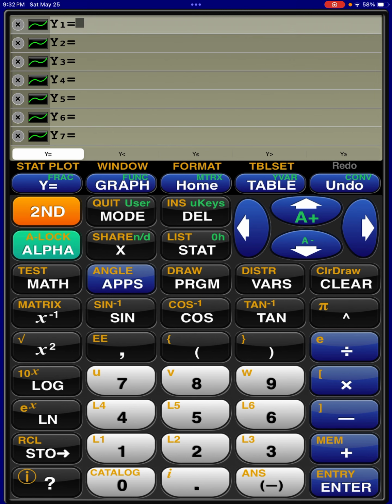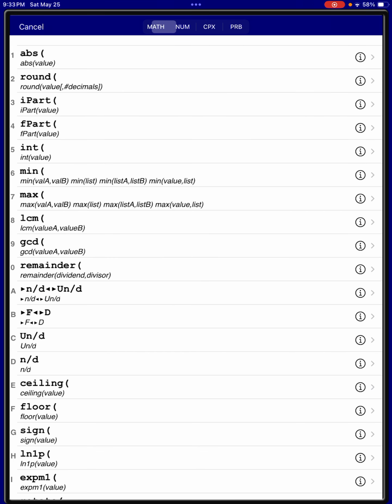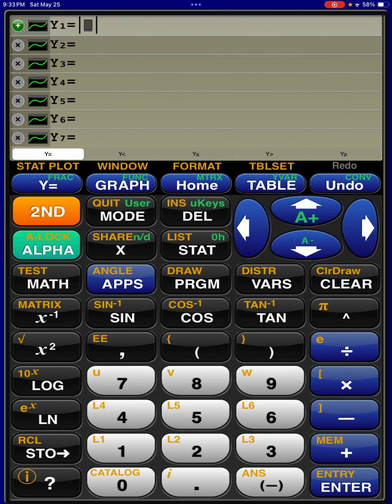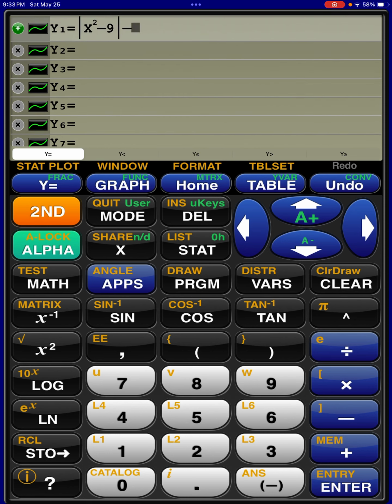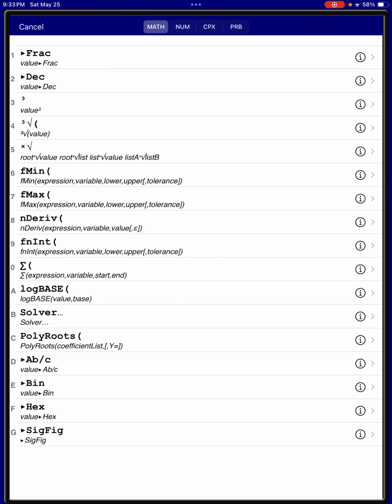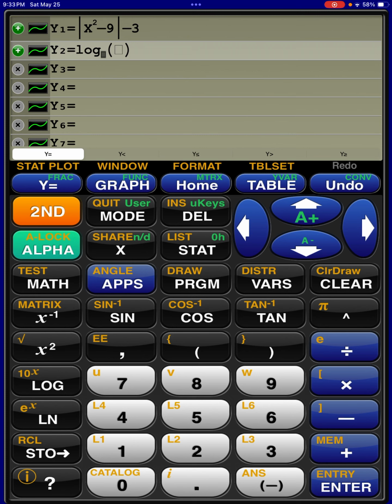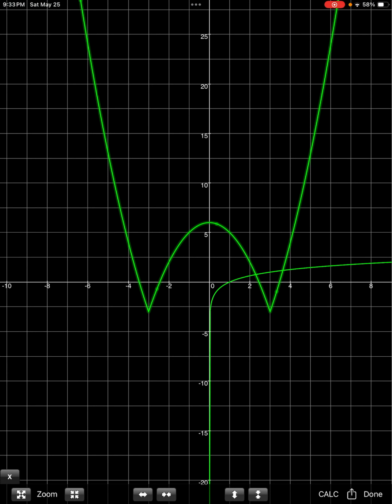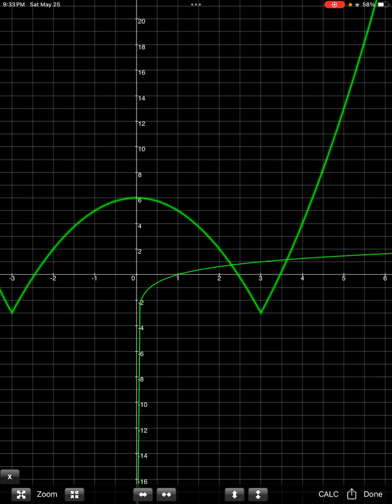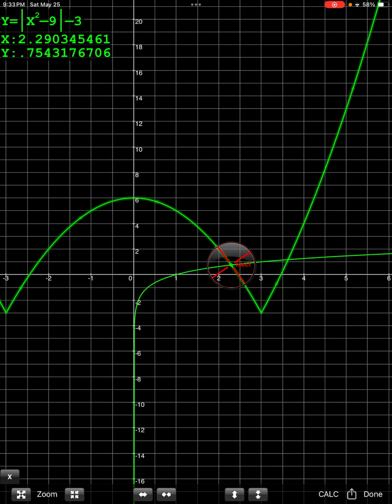I'm going to plug these into the y, so I'm going to go to math, num, abs. So there is my x squared minus 9. I'm going to get out of that minus 3. That's the left side of the equation. Math, alpha, math will give me a base of 3. There's my x. So when I press graph, like I said, it's a little bit easier for me. I could see right away, and all I have to do is push it.